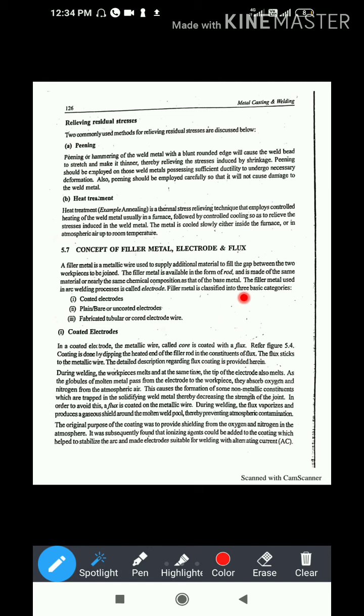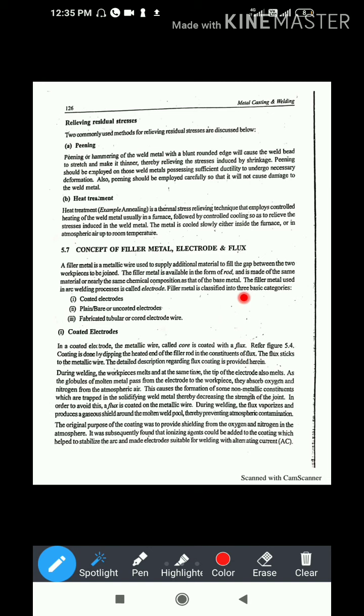If you are joining two stainless steel workpieces, the filler material will also be stainless steel. If you are using mild steel material, the filler material will be of the same mild steel. A different material is not added as a filler material, because it doesn't fuse or mix with the other material, and you cannot get the proper property of that weld material after welding. For that reason, for the workpiece which you are going to join, the same material is used as filler material.